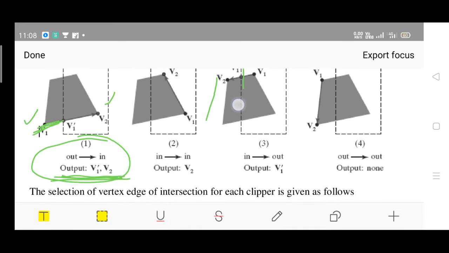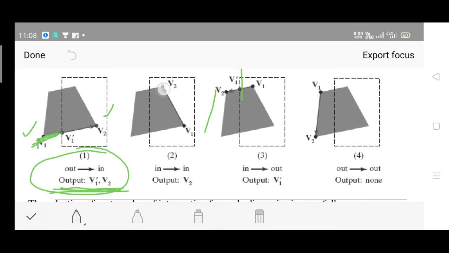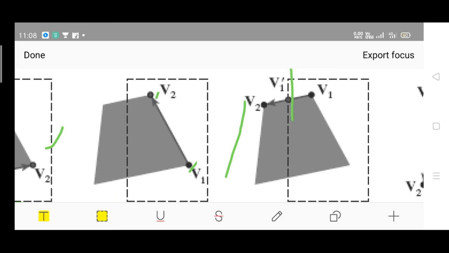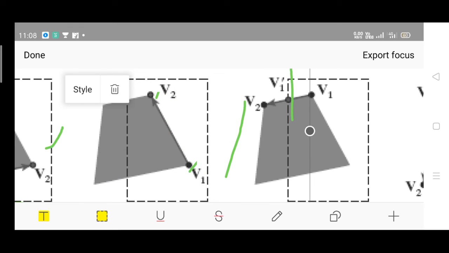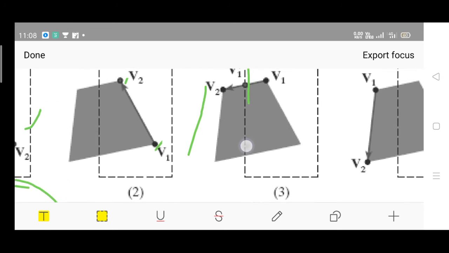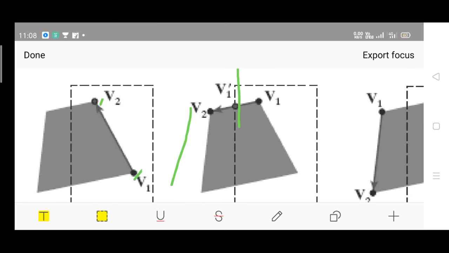In case number 2, v2 as well as v1, just observe case number 2. These two endpoints we are considering, both endpoints are inside, so the output remains the v2 vector form. Same thing, v1 to v2. We have taken the directional line, the vector. So v1 to v2 or vector v2 should be kept as it is.